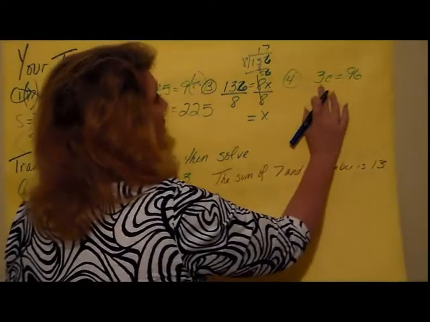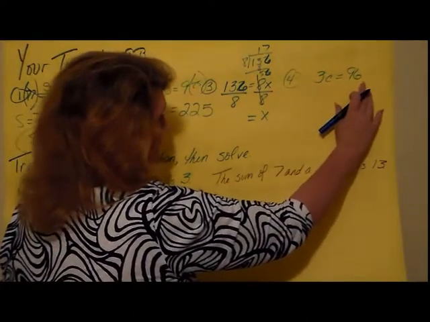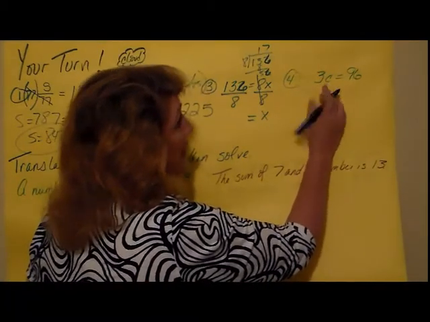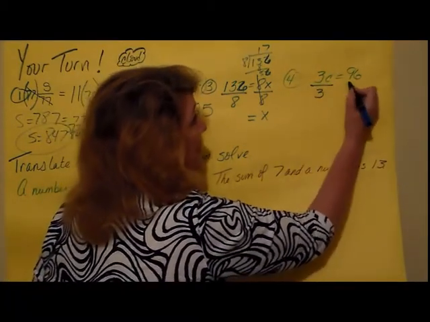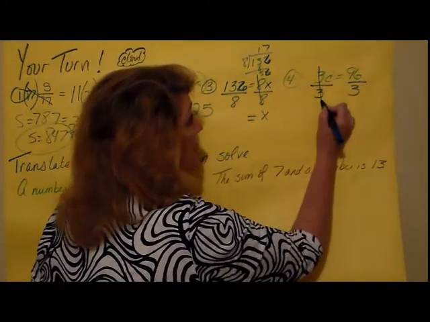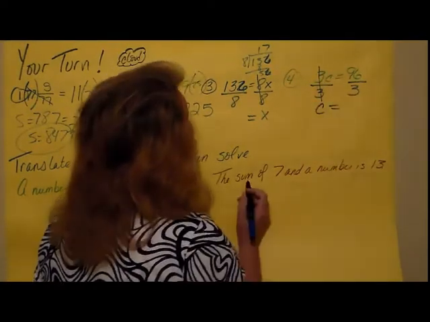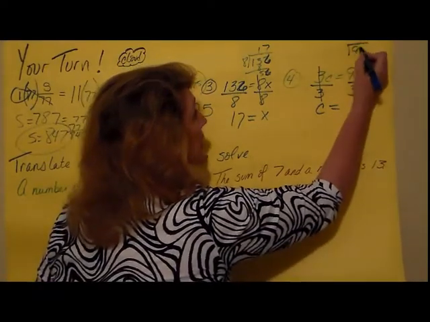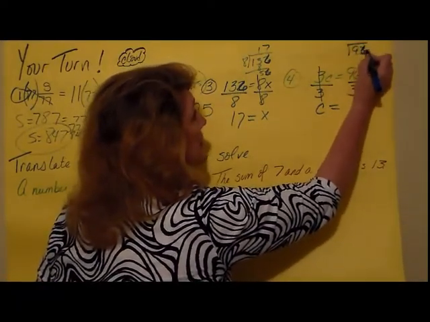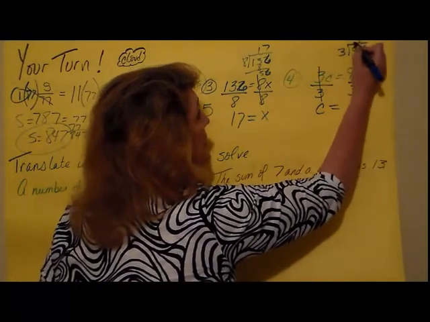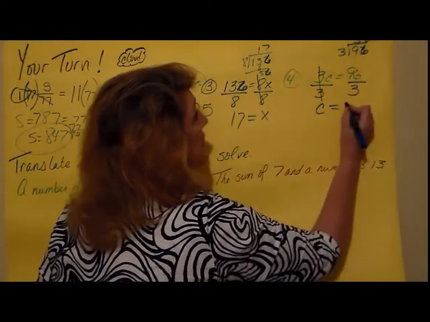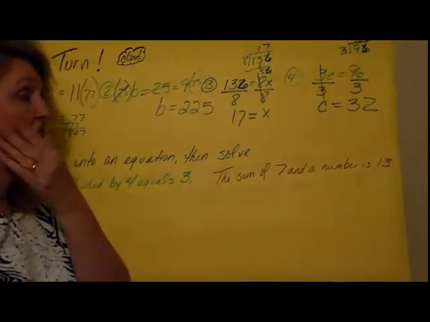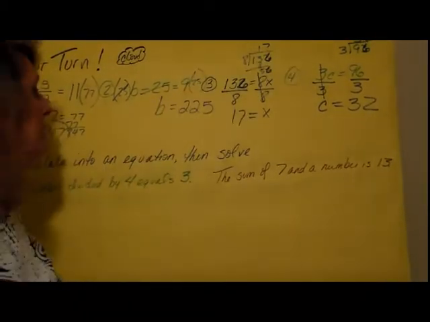Number 4. 3c equals 96. I have a 3 multiplied to my c. How do I get rid of that? I'm going to divide by 3. I'm going to divide by 3. Now these two go away, and I have c equals... I didn't write my 17 there. Okay, 93. No, 96. Sorry. 96. 3 goes into 9 3 times. 3 goes into 6 2 times. C equals 32. How'd you do? Except for this mess. Sorry about that.